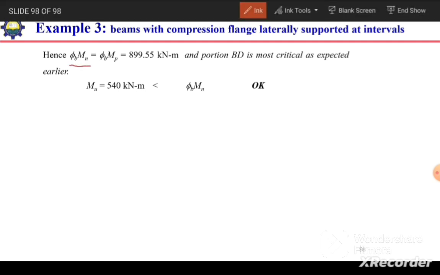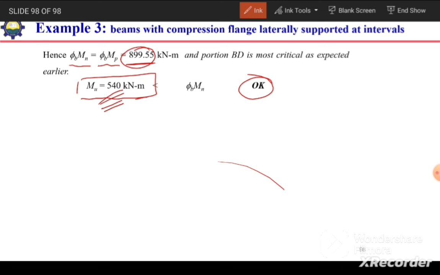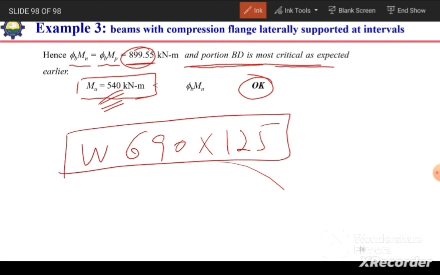So this phi b Mn will be equal to phi b Mp, 899.5, and this is more than the applied moment for this segment CB, which is 540. So this 899 is more than this 540, so it means it's okay. So our selected section satisfies the flexure requirement for the segments AC, CB and BD, and our final selection will be W690 into 125. So this section will satisfy all the requirements for segments AC, CB and BD.